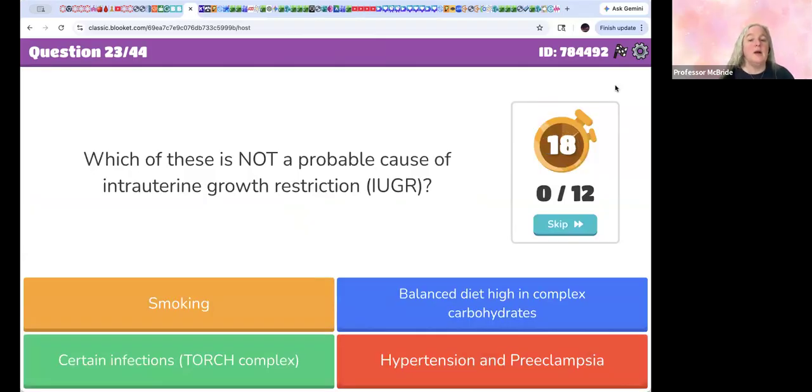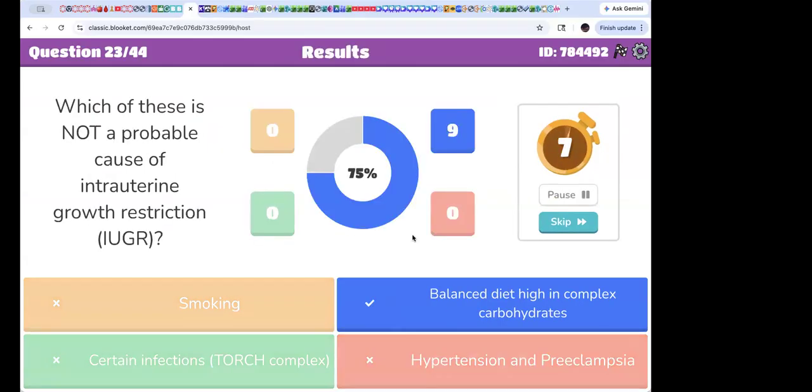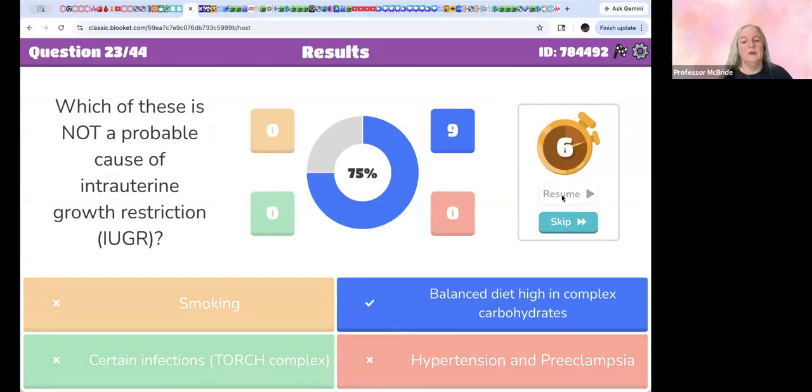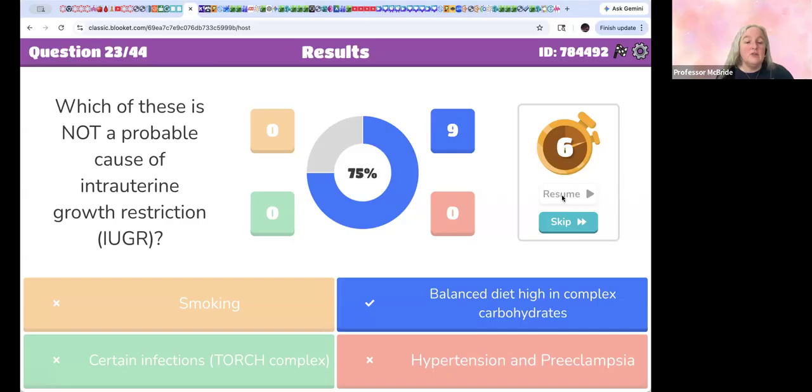Which of these is not a probable cause of intrauterine growth restriction? Okay, good. So a balanced diet high in complex carbs is not going to cause a growth restriction. And actually, complex carbs is one of our main sources of nutrients, right? So we want women to eat complex carbs. All of these other things can cause intrauterine growth restriction. So what is intrauterine growth restriction?